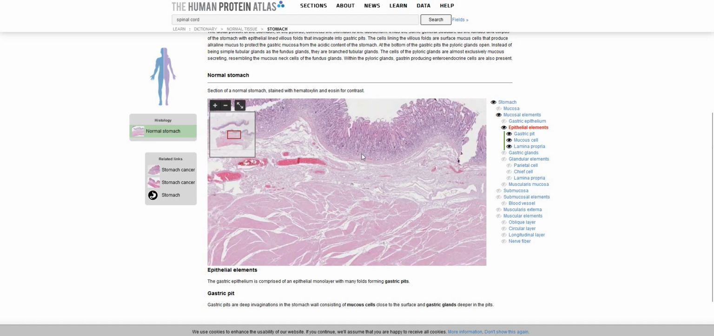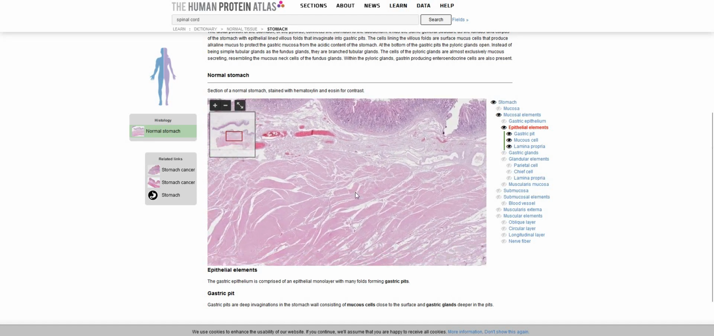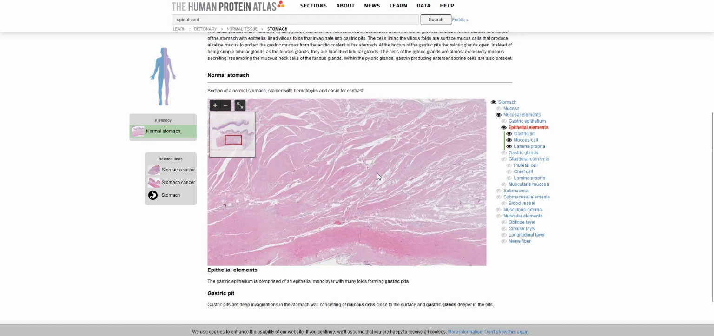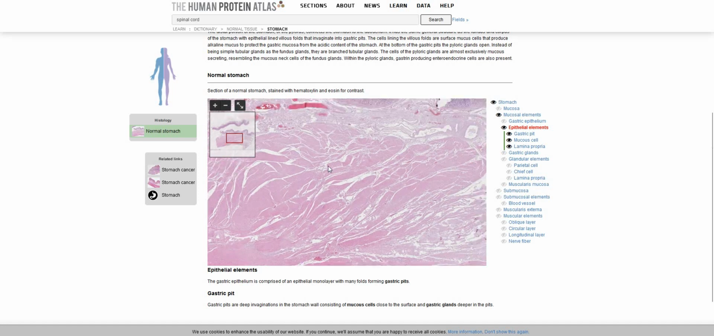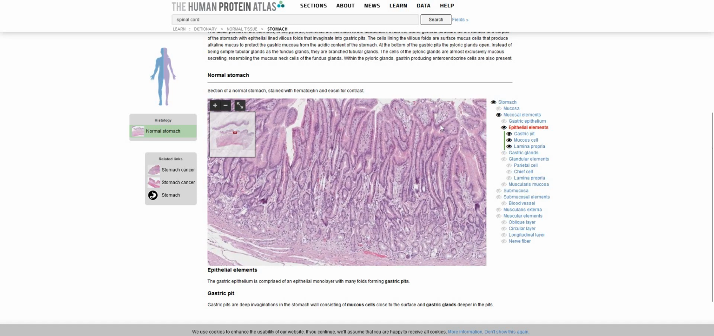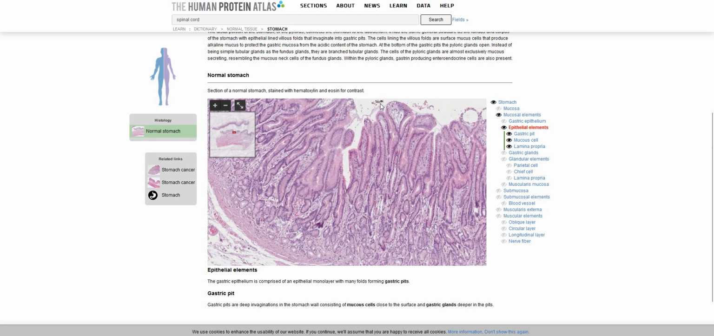So to review, things to look for in the stomach are that additional oblique layer within the muscularis externa, as well as the presence of these crevices, these gastric pits that are going to lead to our gastric glands a little deeper.